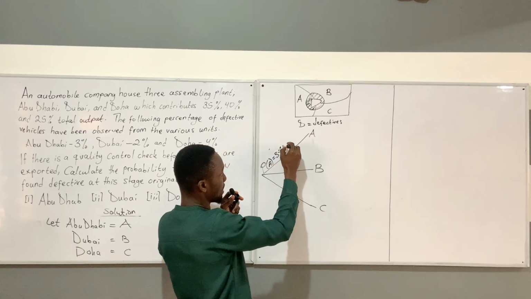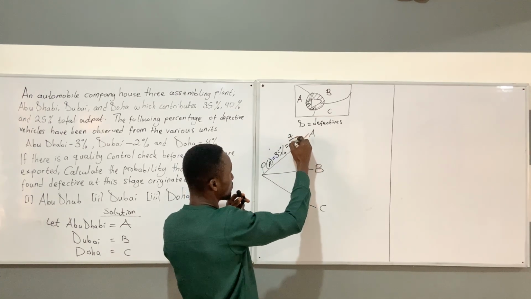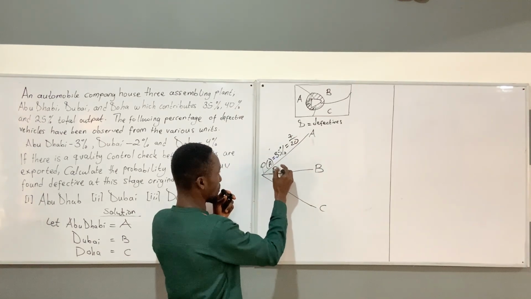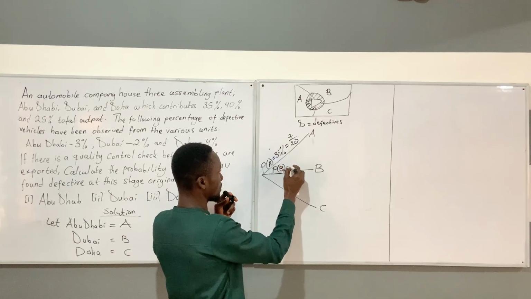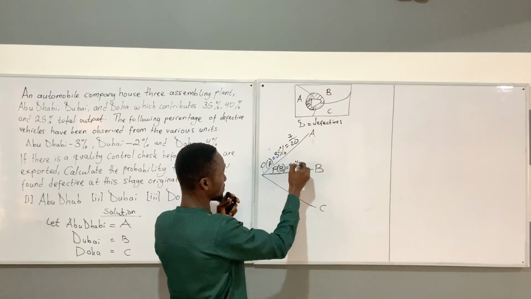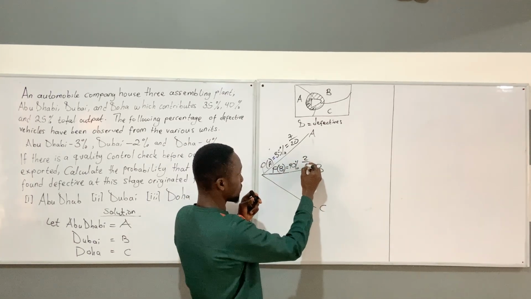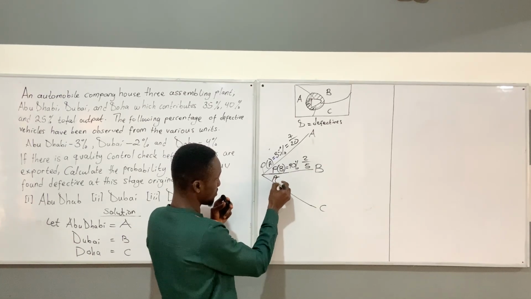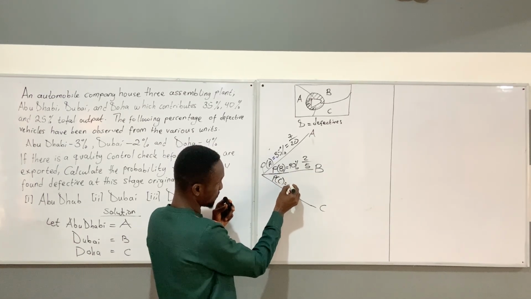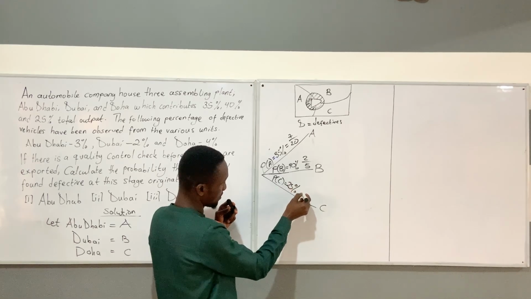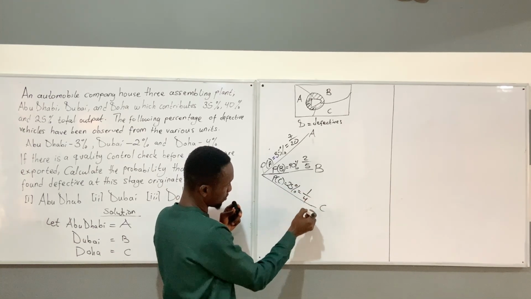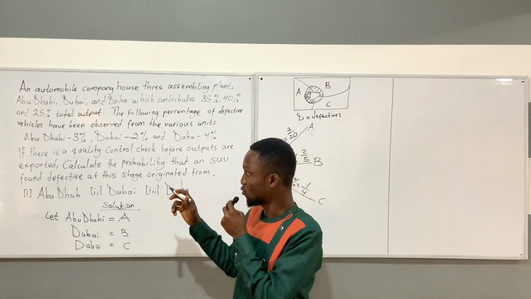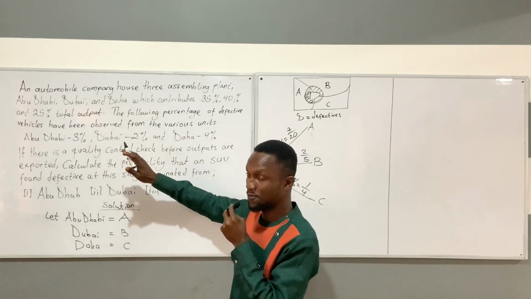When you divide this by 100, you have 7 out of 20. Then the probability of B gave us 40%, which is 2 out of 5. Then the probability of C gave us 25%, which is equal to 1 out of 4. The next thing we will do is to look at the defectives.